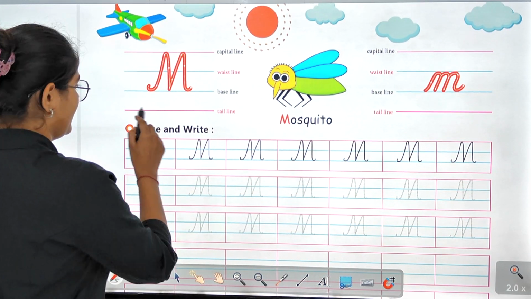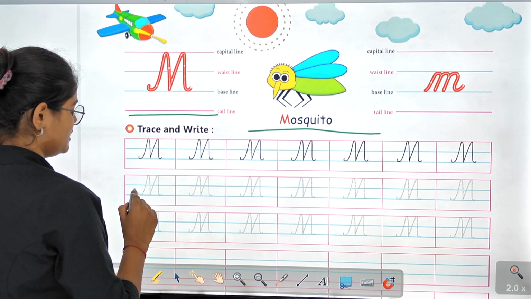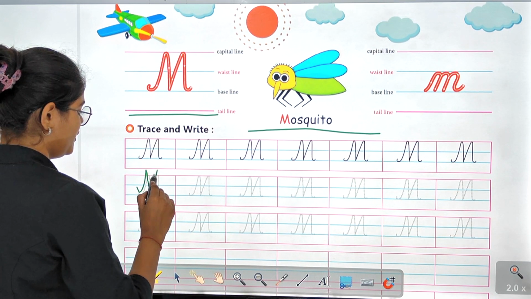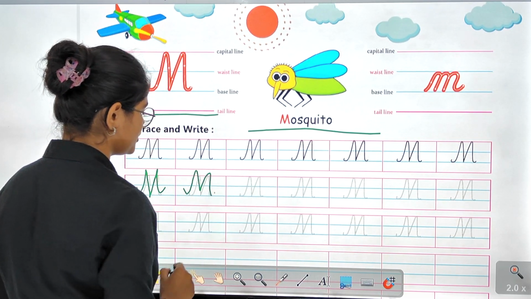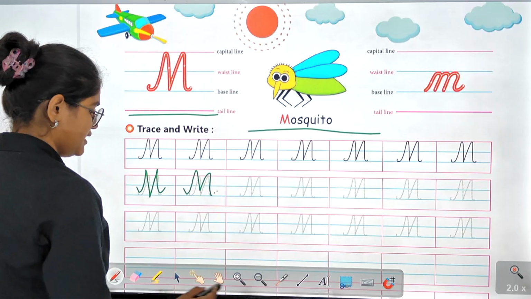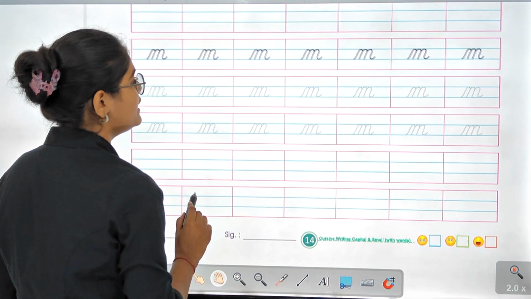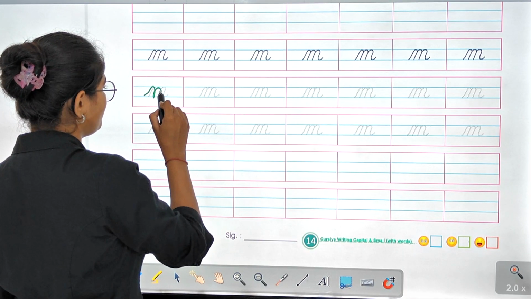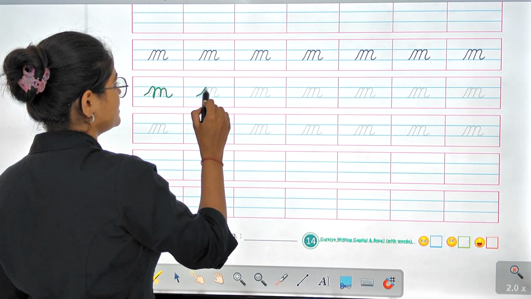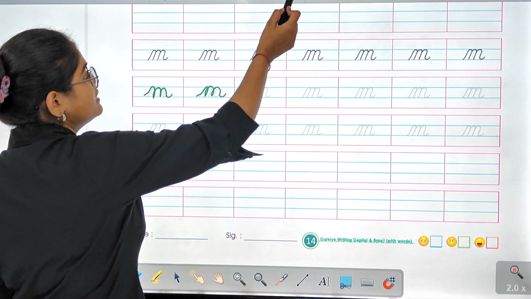We have M for mosquito. So let's draw M for mosquito. Right? Moving ahead to the small m. Let's make it very easily. M for mosquito. Next letter.